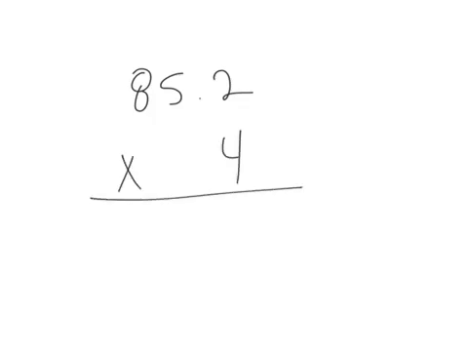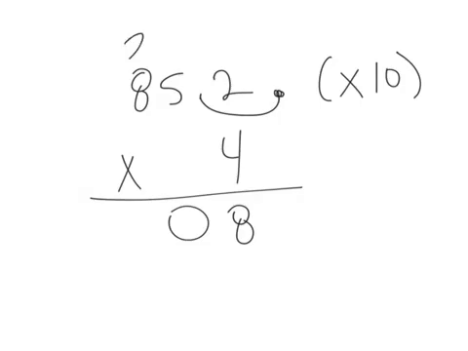So let's say I have 85.2 times 4. Okay. Let's make it a friendlier number. So 85.2, I want to move it to the right so it's a whole number, so I have to multiply that by 10. Okay, so now I can work on this like I've done before. 4 times 2 is 8. 4 times 5 is 20. Carry the 2. 4 times 8 is 32. Plus 2 is 34.